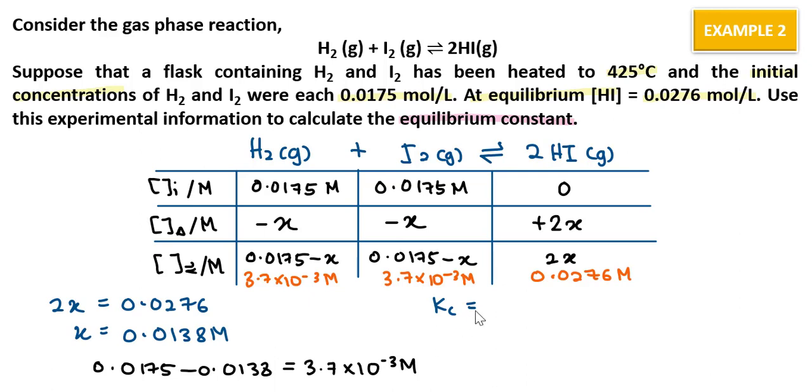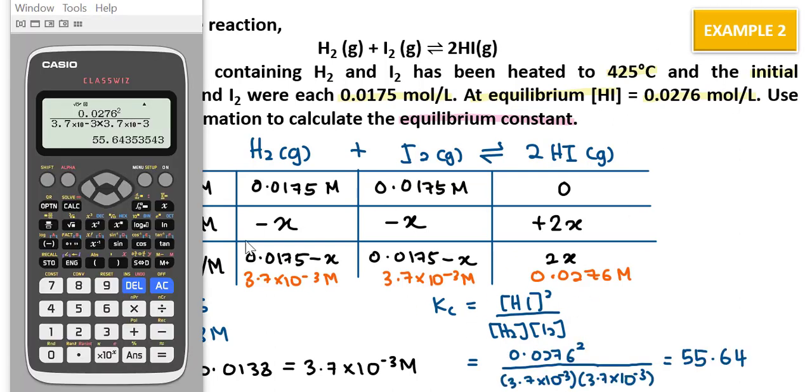So write down the Kc expression and then substitute the value of each concentration at equilibrium and press your calculator. You will get your answer, 55.64.